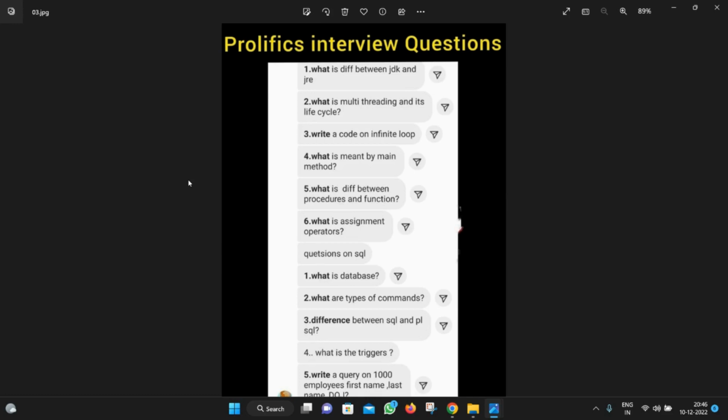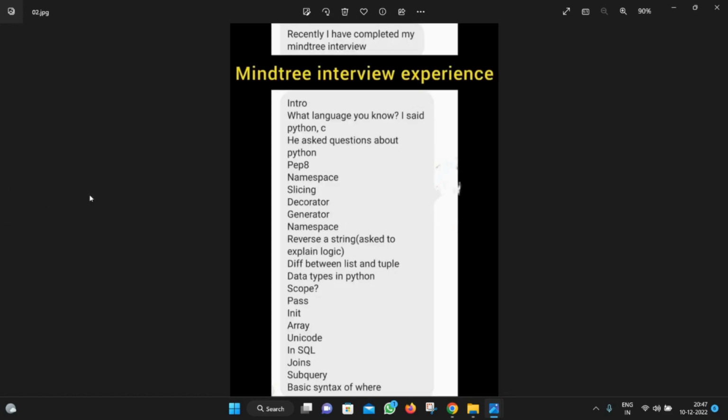What is an assignment operator? Then they will ask questions from SQL: what is a database, what are the types of commands, difference between SQL and PL/SQL, what is a trigger. Write a query on 1000 employees: first name, last name, date of joining. So these are basic SQL questions and technical round questions, all from Prolifix company.